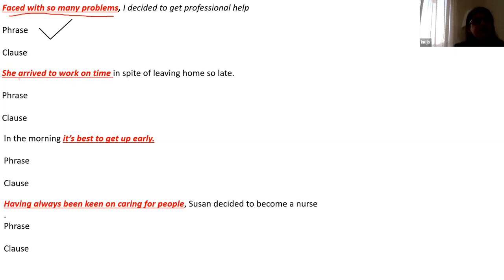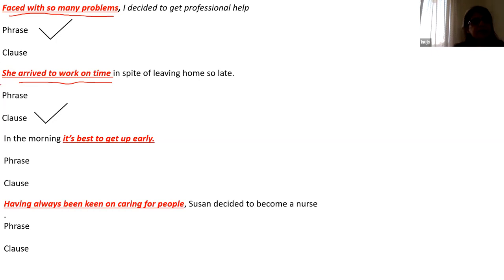Now the second question. She arrived to work on time in spite of leaving home so late. The part marked in red: she arrived to work on time. Is it a phrase or a clause? Let's see what the answer is. The answer is it is a clause. Why? Because the subject is she and arrived is the verb, and since there is a subject and a verb, and also she arrived to work on time is a complete sentence by itself. It has got a complete meaning. So hence this is a clause.